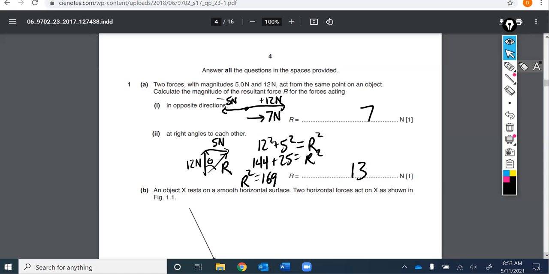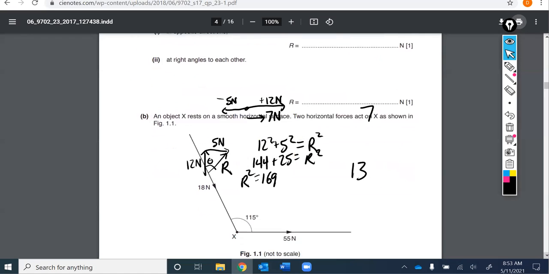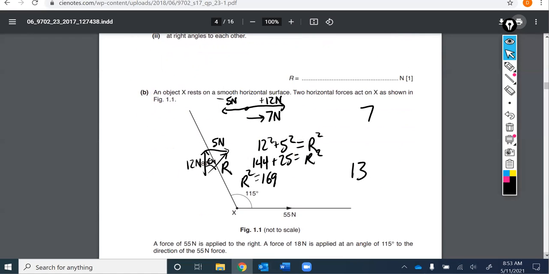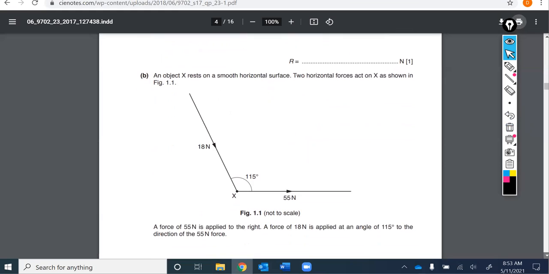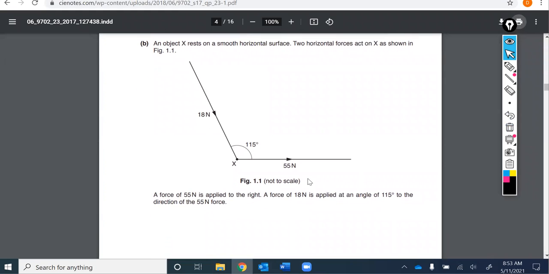It looks like now we've got object X rests on a smooth horizontal surface. Two horizontal forces act on X as shown in figure 1.1. Okay. It says it's not to scale also. So they've drawn this one this long, this long, but this is 55, this is 18. So we could represent the magnitude of these vectors by drawing a scale diagram, but this one is not to scale, so that's not helpful.